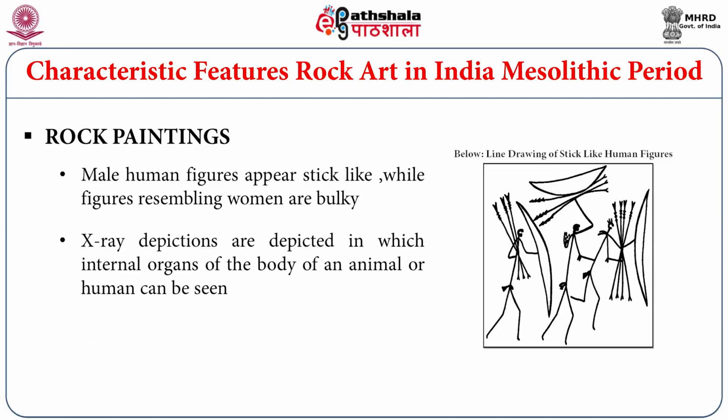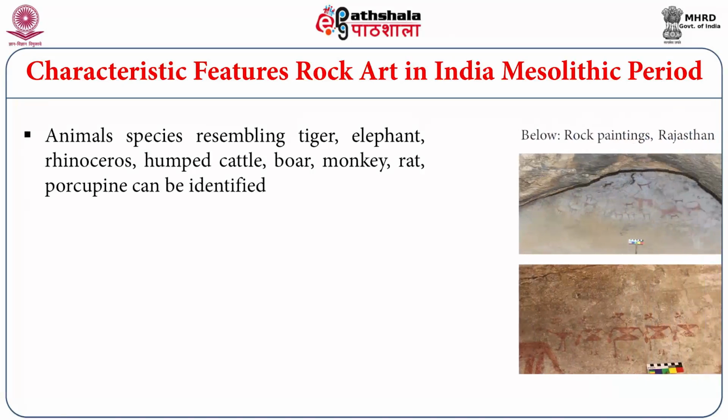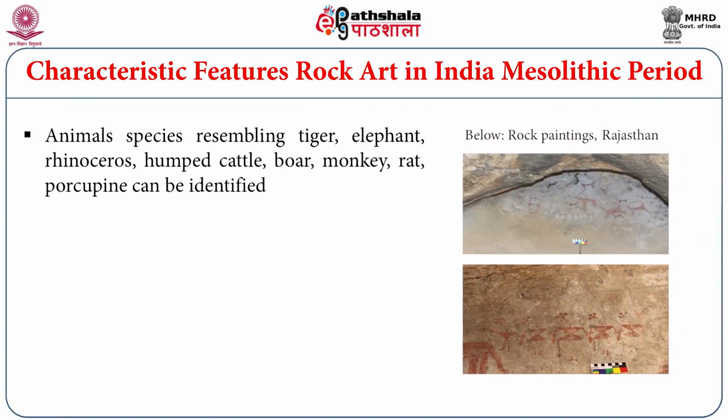In addition to that, we have X-ray painting, which depicts the internal body organs. These kinds of X-ray paintings are also seen. Sometimes they relate to human beings, sometimes they relate to animals. Again, animal species resembling tiger, elephant, rhinoceros, humped cattle, boar, monkey, rat, and porcupine are drawn in these paintings. Probably these people wished to hunt these animals.